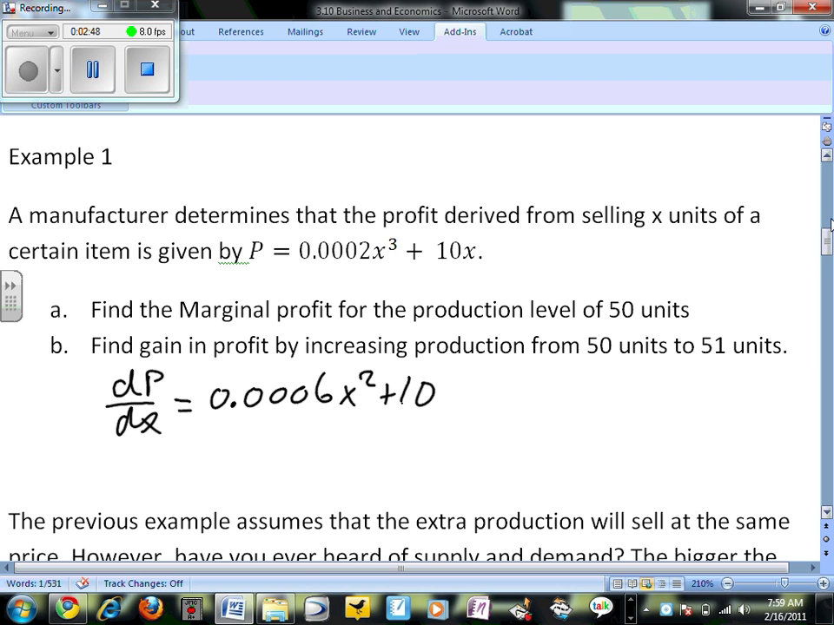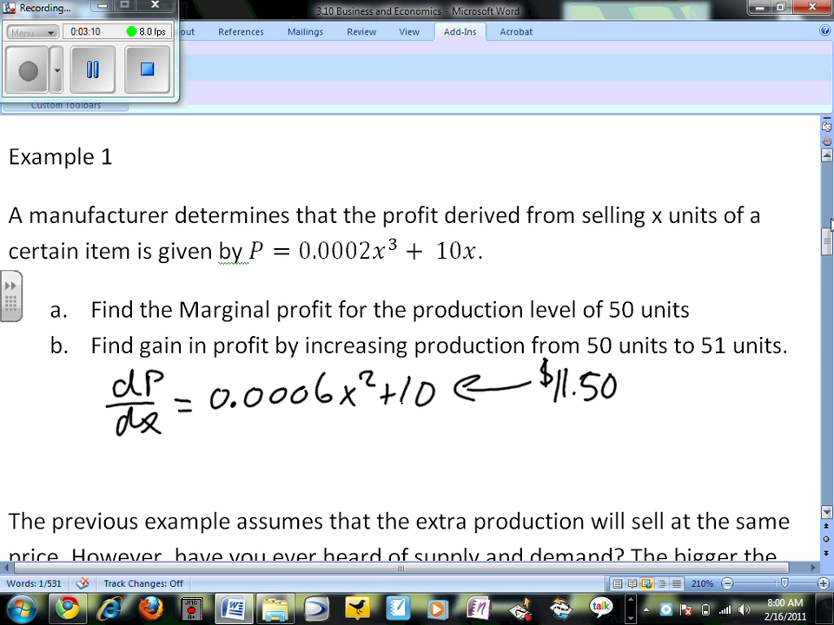And they want us to know what our marginal profit is when we have 50 units. So we just plug 50 units into our marginal profit formula. When I plug 50 units into there, I'm going to get $11.50. Then for part B, they want us to find the gain in profit by increasing production from 50 units to 51 units.